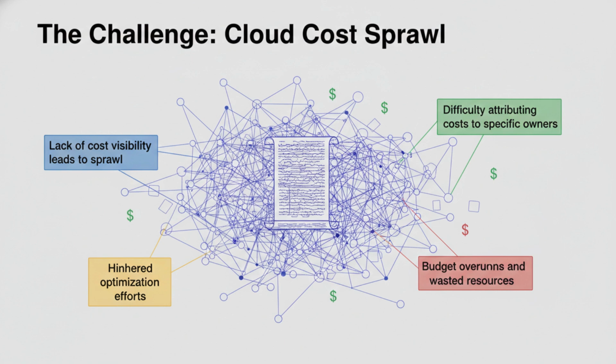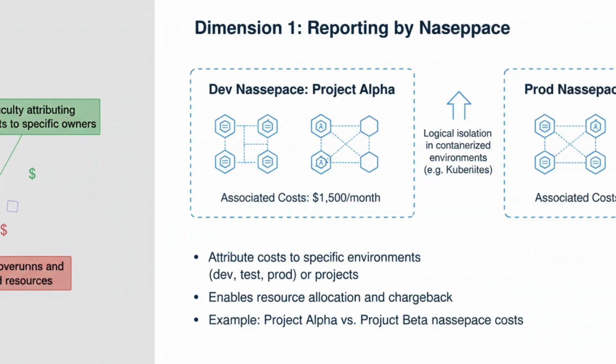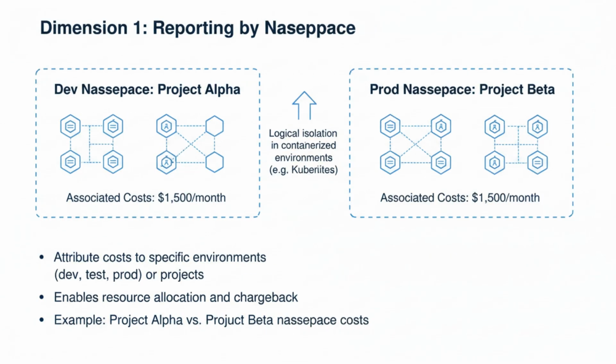We need a way to move beyond a high-level summary and pinpoint exactly who is spending what and on which services to truly take control of our cloud finances and ensure every dollar delivers value. Let's dive into the first dimension, namespace.